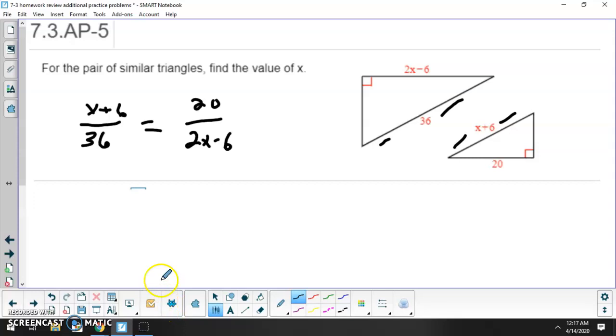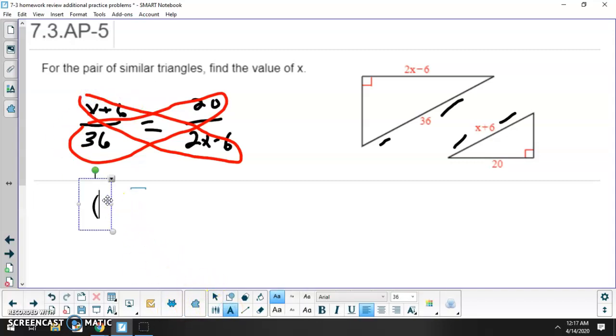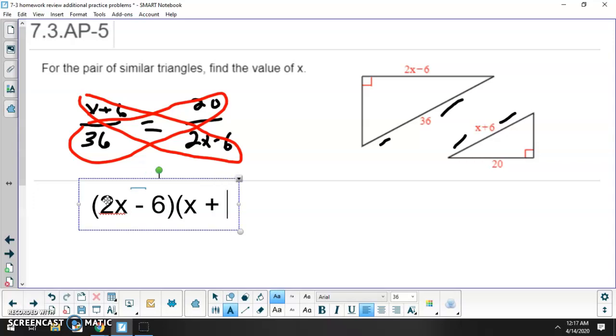All right, so that's the easy part of the problem, actually. The hard part is actually now to solve this. So we're going to do cross multiplying, so that's 20 times 36, and 2x minus 6 times x plus 6. So let me just type this out here so you can see what it looks like. Now you should be using parentheses because you are multiplying this whole quantity. 2x minus 6 times x plus 6 and 20 times 36.